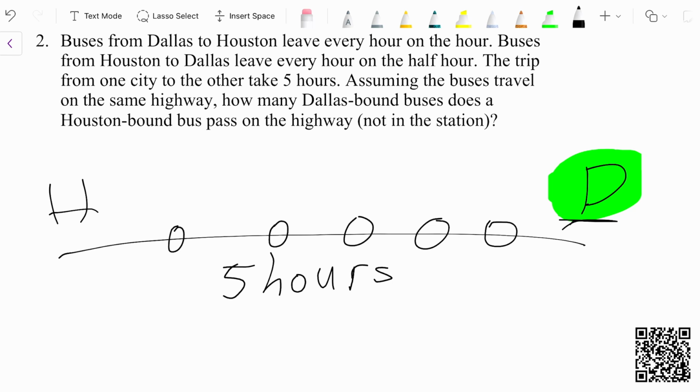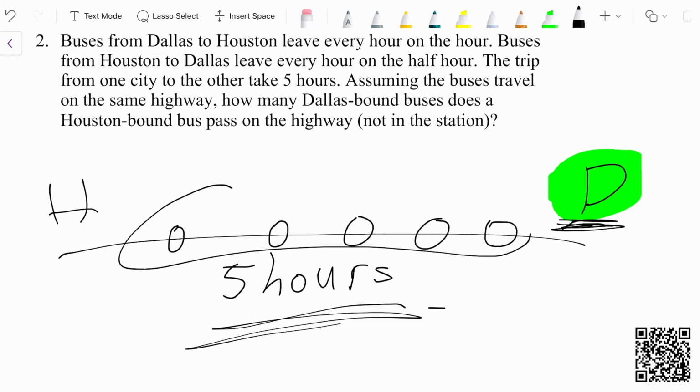And those 5 buses, this good old Houston-bound bus is definitely going to meet them because they're literally traveling on the same highway, and they haven't gotten to the station yet either. So before the Houston-bound bus leaves, there's already going to be 5 buses on the road that the Houston-bound bus is definitely going to pass. And these are only the buses that have left before the Houston-bound bus takes off from the station.